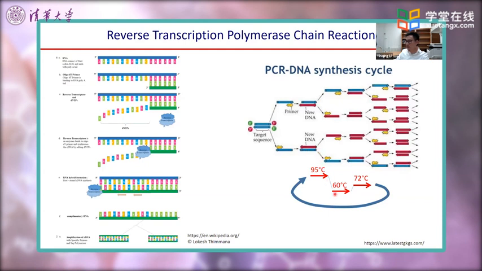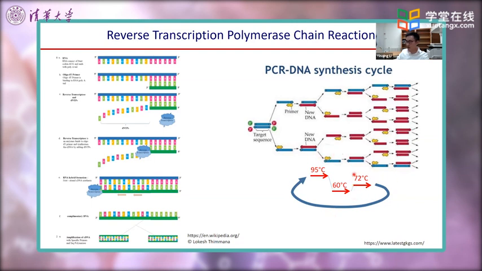And then we lower the temperature so that the primer, which is in much higher excess compared to the input DNA, will compete and bind to the DNA template. And then we raise the temperature so that the extension can start. And so this is called a cycle. And in this cycle, the amount of DNA is doubled.